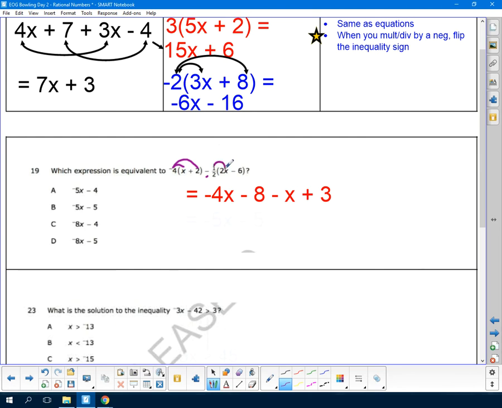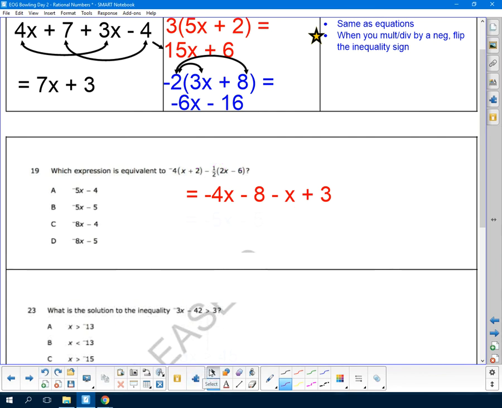And I'm going to do half of 2x. That's where I got x from. And half of minus 6 is where I got 3 from. The reason I put a plus sign there is because I had a minus sign multiplied by another minus sign. So I had to have a plus sign after I combine those things together.